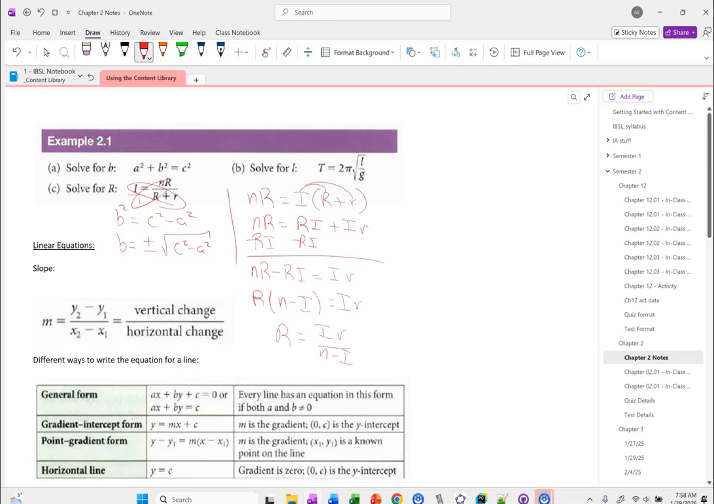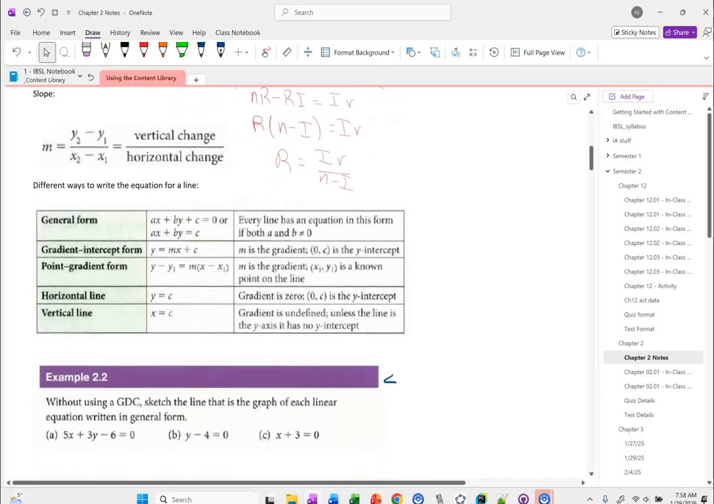Linear equations. The defining characteristic of any linear equation is slope. What's the equation for slope? That's the equation for a line: y equals mx plus b. Slope is rise over run, or y2 minus y1 over x2 minus x1. Right? It's on the board.